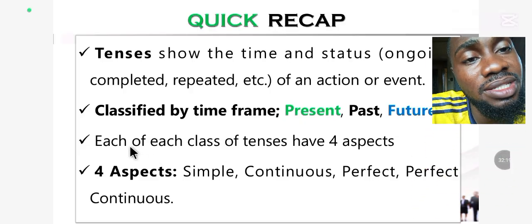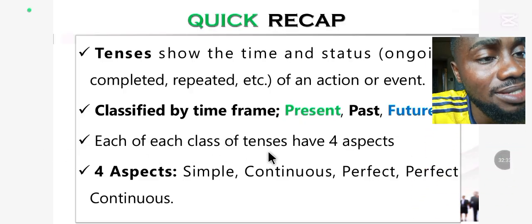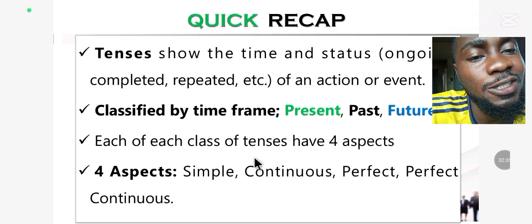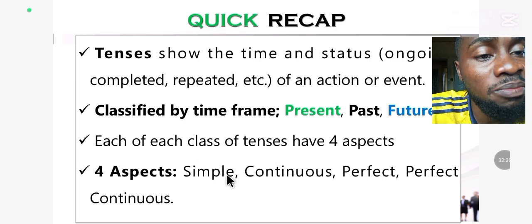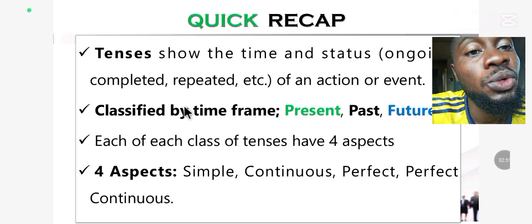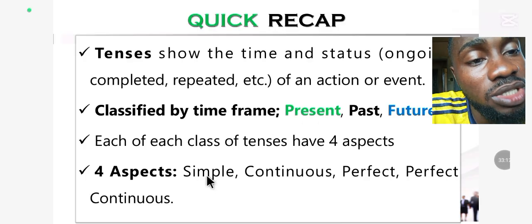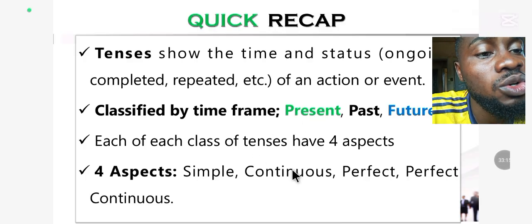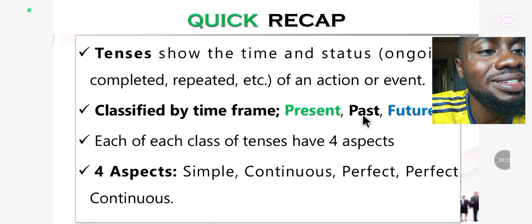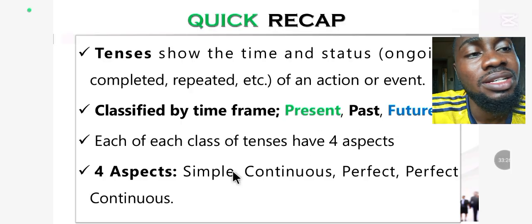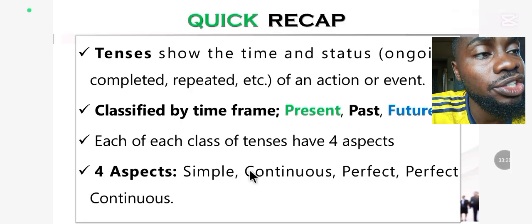Then under the aspects, each class of tenses has 4 aspects. What are the 4 aspects? Simple, continuous, perfect, perfect continuous. So all the time frames have 4 aspects. For present, we have present simple tense, present continuous tense, present perfect tense, and present perfect continuous tense. Just like present, the rest have the same aspects. It has 4 aspects each.